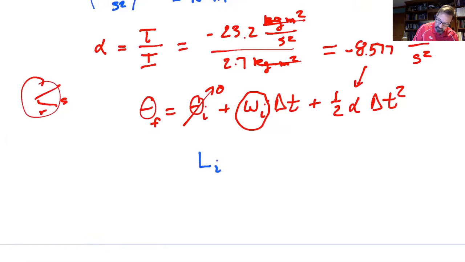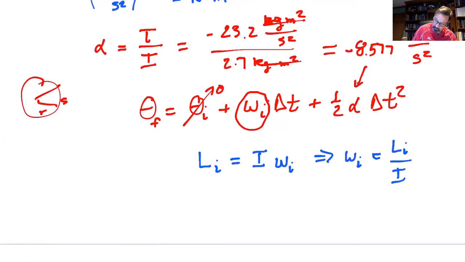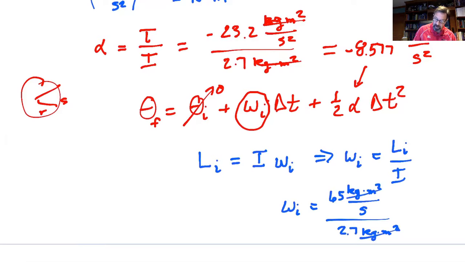The initial angular momentum is equal to the moment of inertia times the initial angular velocity. And so that tells me the initial angular velocity is the given angular momentum divided by the moment of inertia, two numbers that we know. 65 was the initial angular momentum. So this is equal to 65 kilogram meter squared per second divided by 2.7 kilogram meter squared. Same thing happens here again, doesn't it?